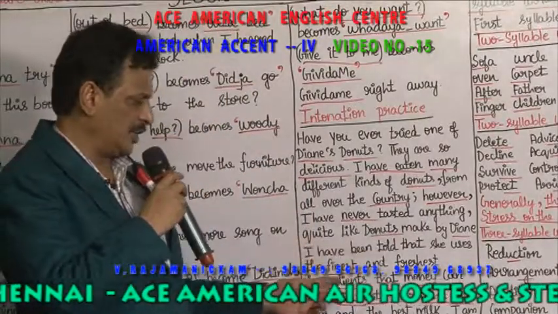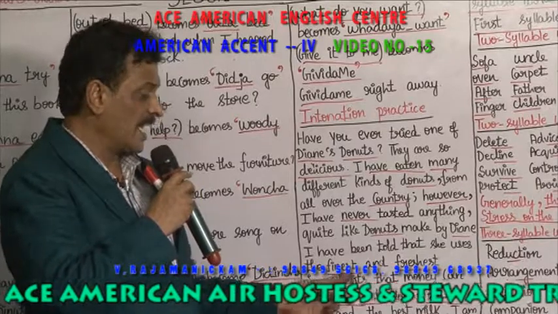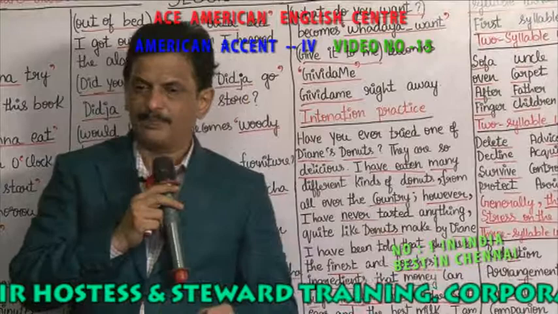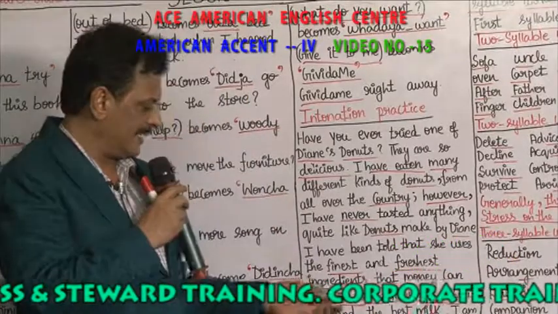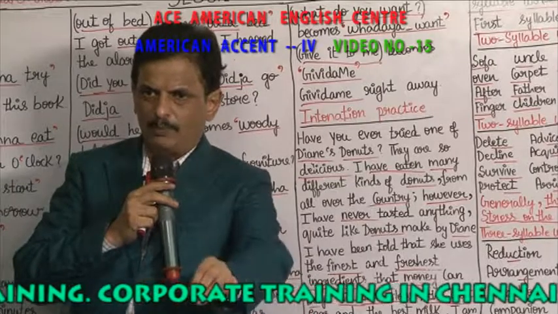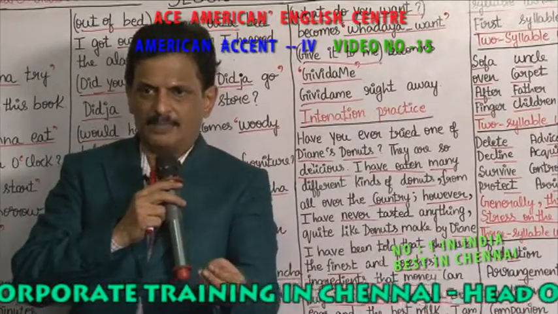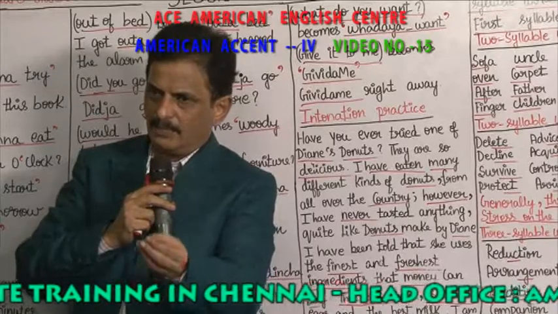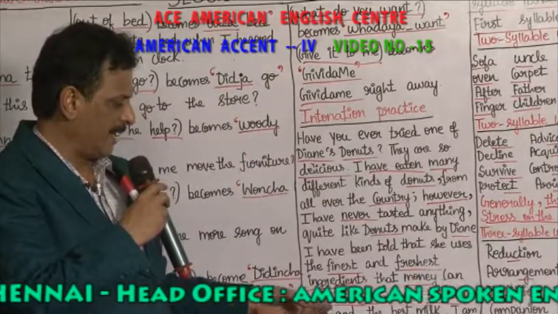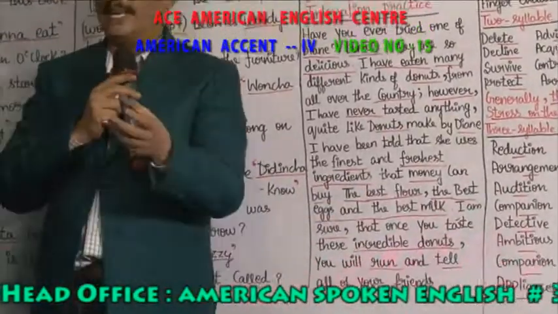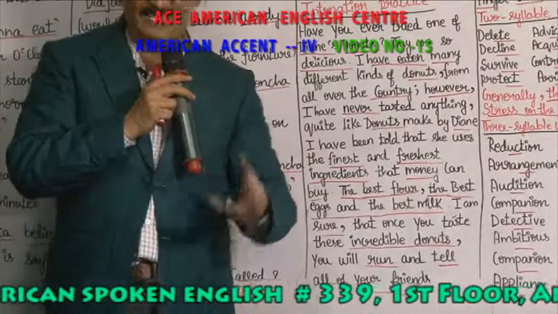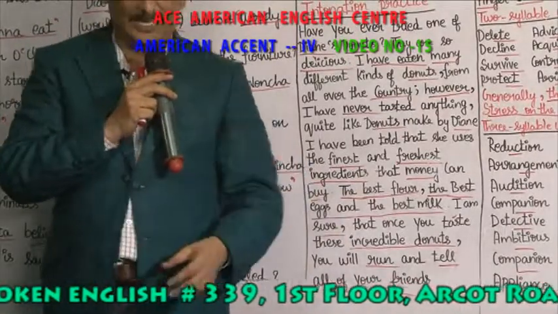I have been told that she uses the finest and freshest ingredients that money can buy. இருப்பதிலேயே சிறந்த, அதாவது இன்கிரிடியன்ஸ் என்றால் என்ன என்று பார்க்கிற பொழுது குழம்புக்கு வேணுங்கிற அந்த உப பொருட்கள், அதாவது சாம்பாருக்கு வேண்டியது என்ன சொல்லுவீங்க, மஞ்சள், உப்பு, புளி, அதெல்லாம் இன்கிரிடியன்ஸ் என்று சொல்வார்கள். The best flour என்றால் மாவு. The best eggs, சிறந்த முட்டைகள். The best milk, சிறந்த பால். இவையெல்லாம் கலந்து தான் அந்த டோனட் செய்கிறாள்.